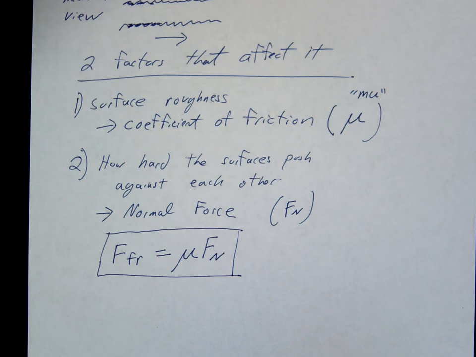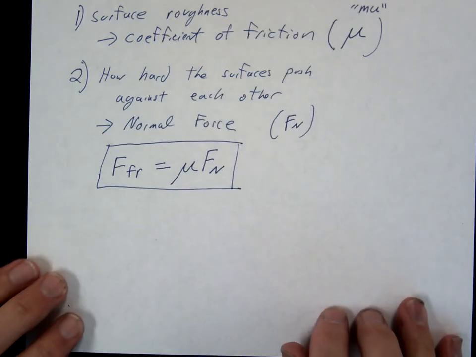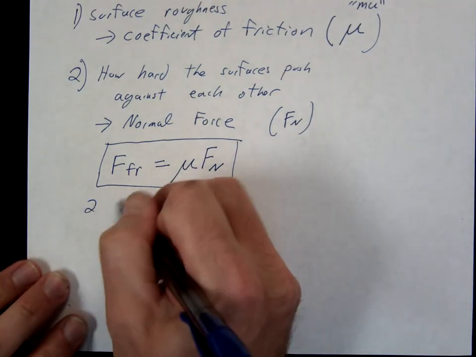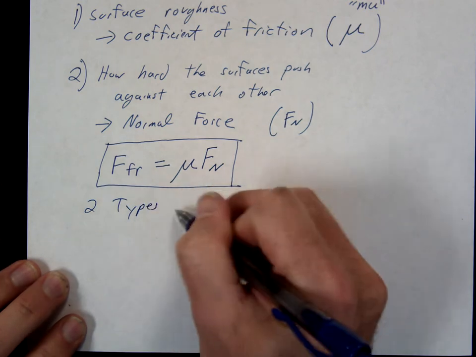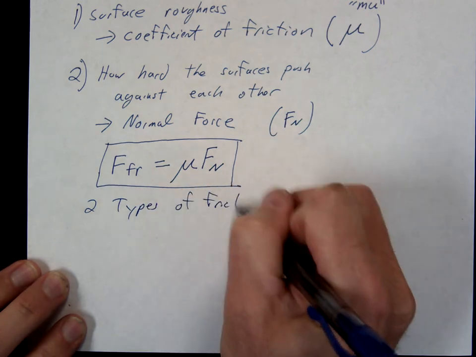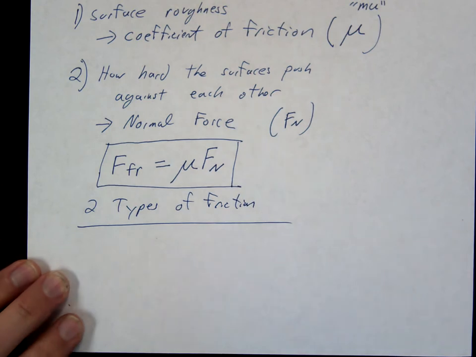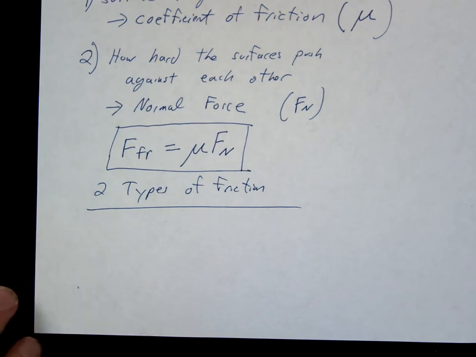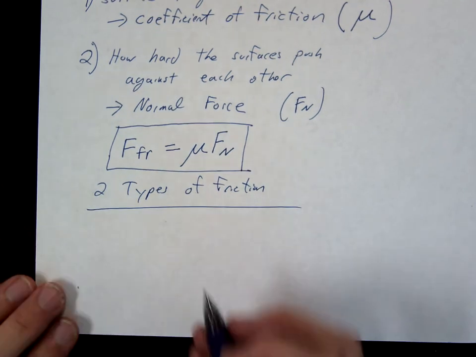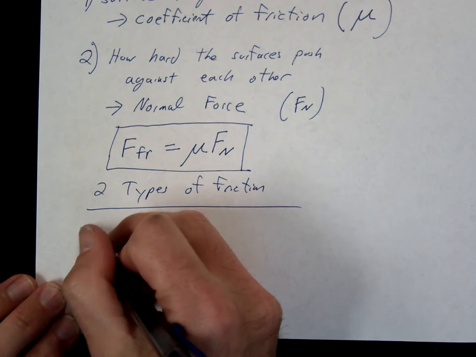Last little thing with friction, then we'll do one example. There are two types of friction that we're going to talk about, and probably by the name, you could figure out the meaning of these two types. The first type is called static.